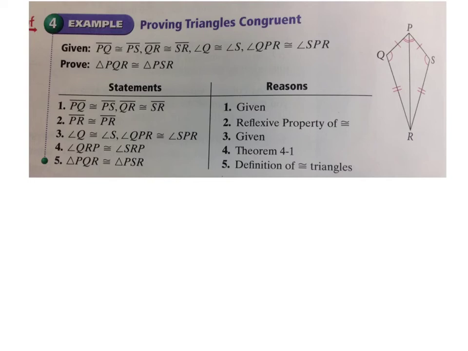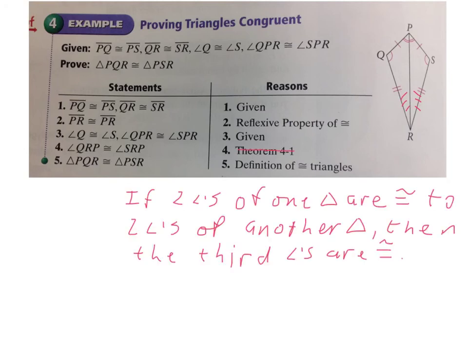Now, what else do we need for the triangles to be congruent? We are going to need these angles down at the bottom to be congruent in order to get the triangles congruent. And we can say those angles are congruent because, using theorem 4.1, we would have to say if 2 angles of one triangle are congruent to 2 angles of another triangle, then the third pair of angles are congruent. That's our reason for step 4. And now we can say the triangles are congruent because we've got all 6 pair of corresponding parts congruent.